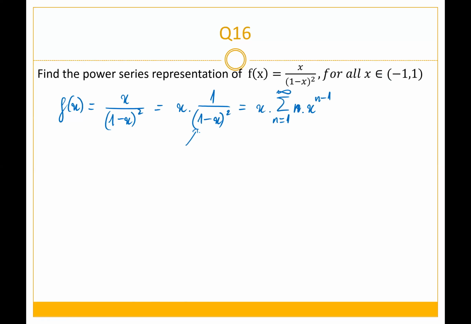You can also find that one from the power series representation of 1 over 1 minus x, which is the very basic one that you already have, x to the n. With that in mind, I'm going to multiply this x inside. You're going to have n x to the n with x in (-1, 1). And that's our power series representation.